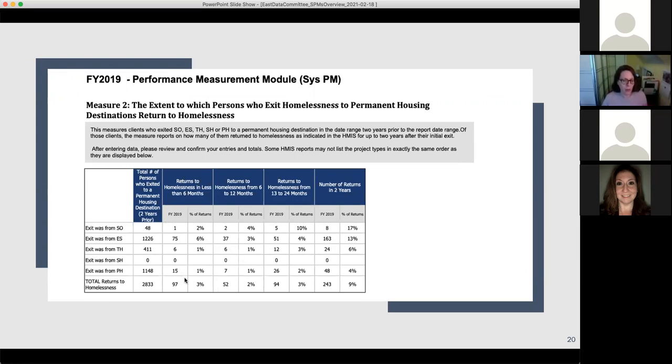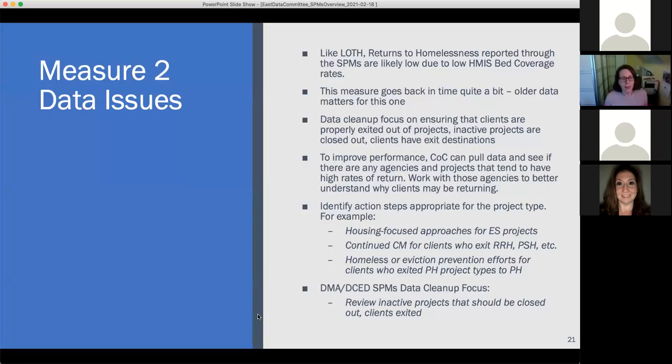The rates are pretty low. And you can see here, we have the different time periods, the 6 months, 6 to 12, 13 to 24, 2 years, and then the different project types, and then everything totaled together. I think it's artificially low. I'll say that again, this is related to the low HMIS bed coverage rate. Obviously, we're not seeing folks who return to projects that aren't in HMIS. So we do have to be aware that while the data looks low, that we have low return rates, there are likely more people out there returning that we just can't see.